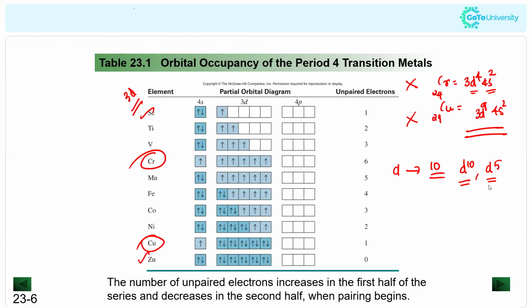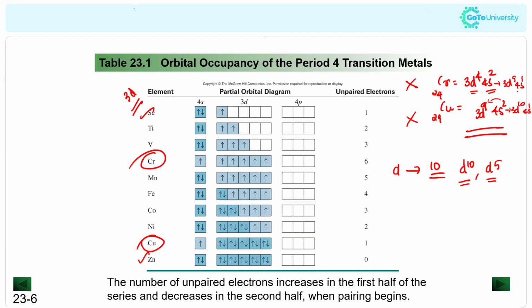Means the partially filled and completely filled configurations will be highly stable. So in case of chromium, if one electron from the 4s is transferred to 3d, it becomes 3d5 4s1, right? And in case of copper, if we transfer one electron from 4s to 3d, it becomes 3d10 4s1. So what is the benefit of writing this electronic configuration?